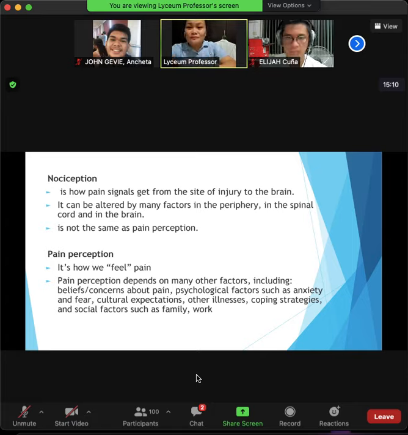Okay, so pain perception depends on many other factors, including beliefs or concerns of the individual, psychological factors such as anxiety and fear, cultural expectations of the individual, other illnesses, coping strategies, and social factors such as family or work. Okay, so if you have a strong family background or family support, then you may have a better coping mechanism for pain.